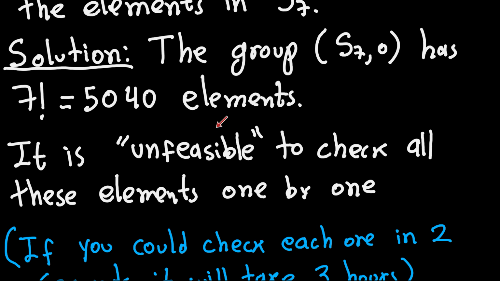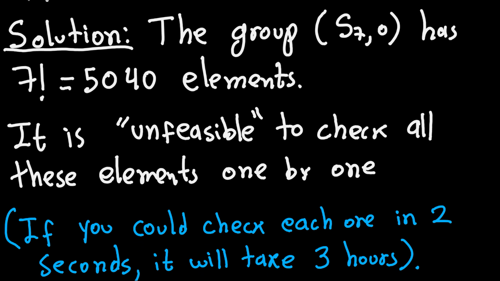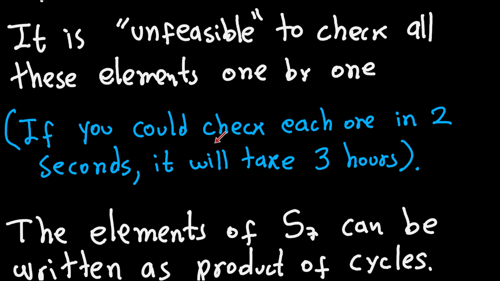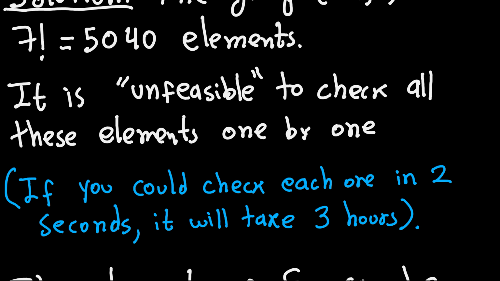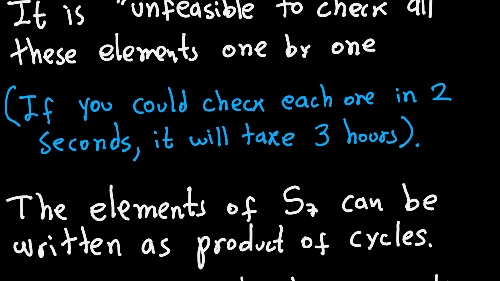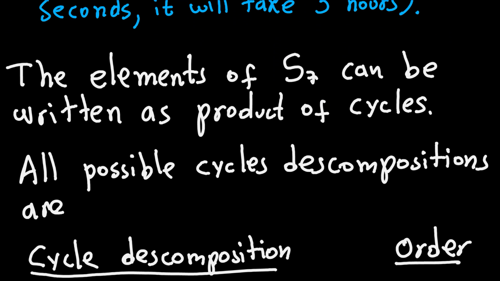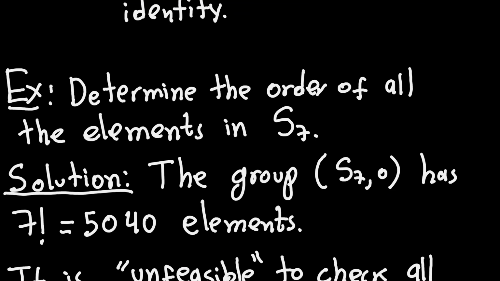Of course, if you write a computer program, it will probably do it really fast, but the idea is that we want to do this in a smarter way, without having to check every single one of those elements. If you could check each one in 3 seconds, it would take you about 3 hours, but that's not what we're going to do. We're going to take a much better approach. Let me go back here to the theorem.